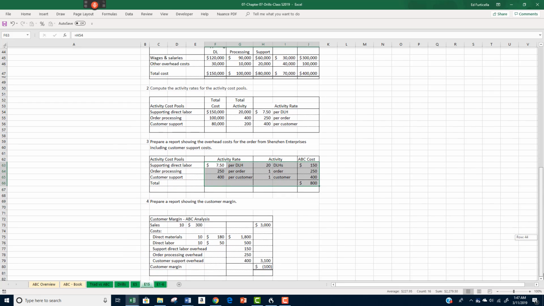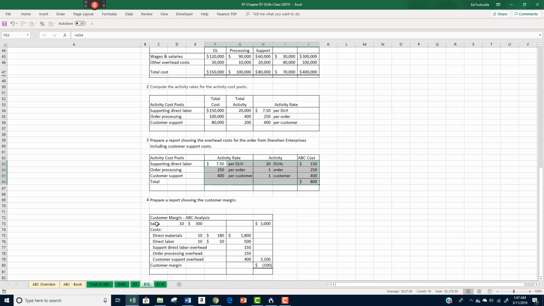Then last of all, we prepared a management report. The management report in this case was a customer margin because we wanted to see how profitable the customer was. An alternative to the customer margin is the product margin. In that case, we would look at the sale of the product, costs related to the product itself, and come up with a product margin, which would show whether the product is profitable or not.